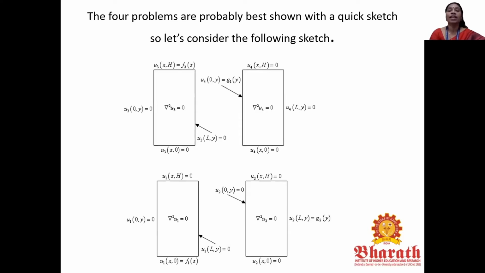Here u1 of x comma h is equal to 0, u1 of 0 comma y is 0 and u1 of x comma 0 is f1 of x. And next diagram, u2 of x comma h is 0, u2 of 0 comma y is 0, and here del square of u2 is equal to 0. So u2 of l comma y is g2 of y, and u2 of x comma 0 is equal to 0.